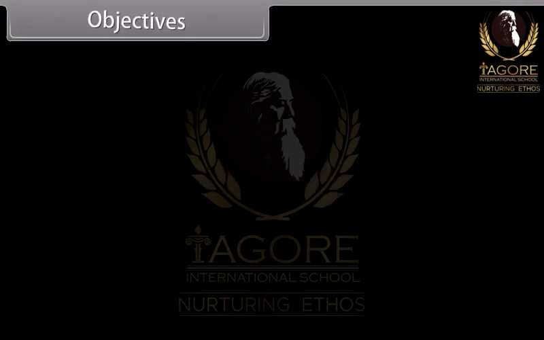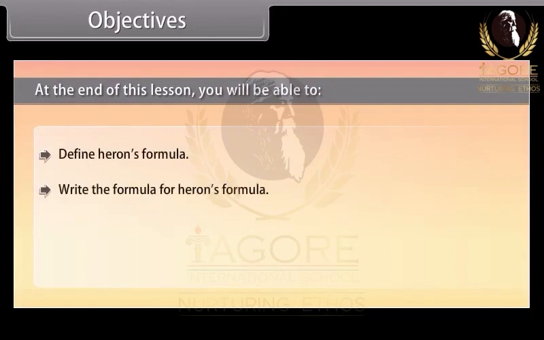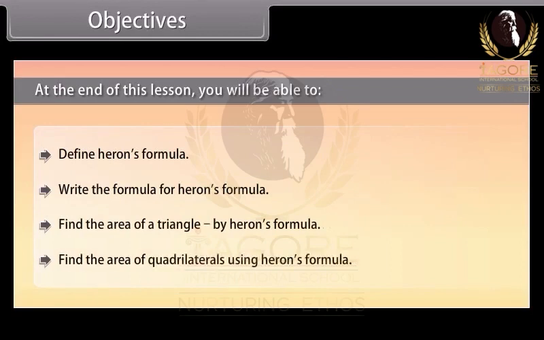Objectives. At the end of this lesson, you'll be able to define Heron's formula, write the formula for Heron's formula, find the area of a triangle by Heron's formula, find the area of quadrilaterals using Heron's formula.